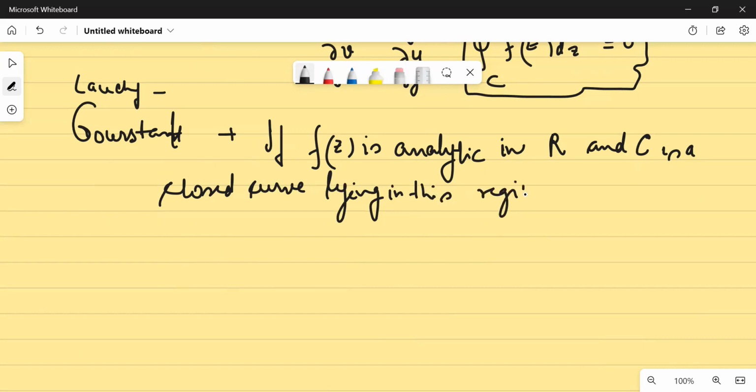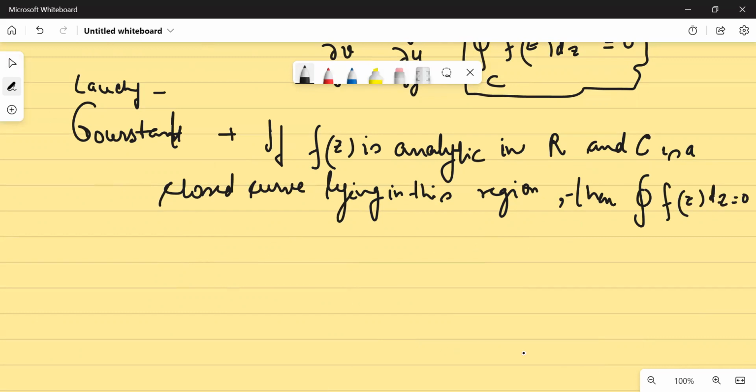So we have relaxed the condition of the continuity of the derivative. Okay. So if f(z) is analytic in R and C is a closed curve lying in this region, then integration of f(z) dz would become 0. Okay. So this is an important theorem.